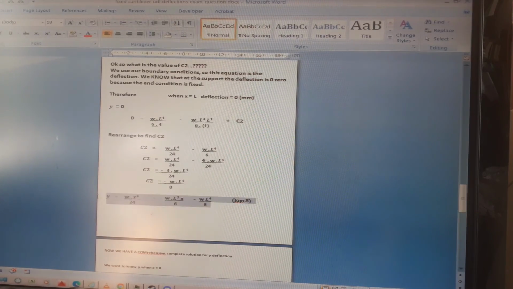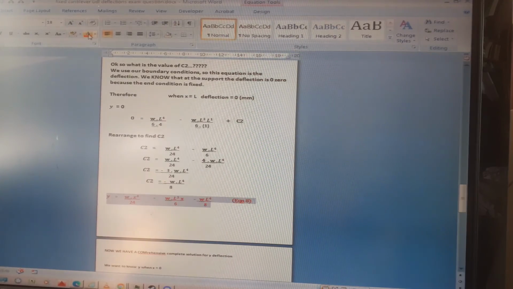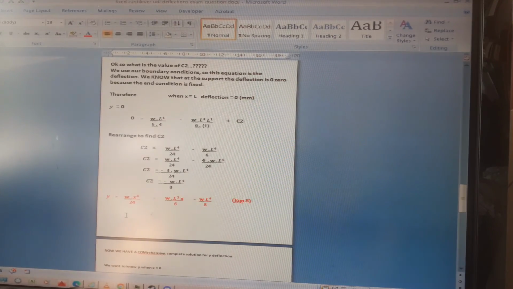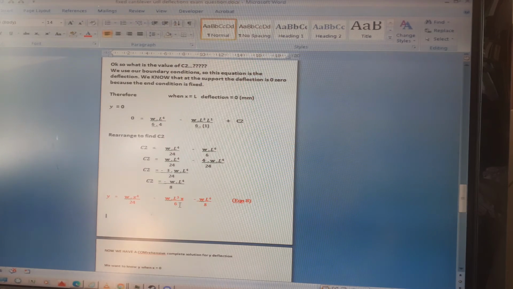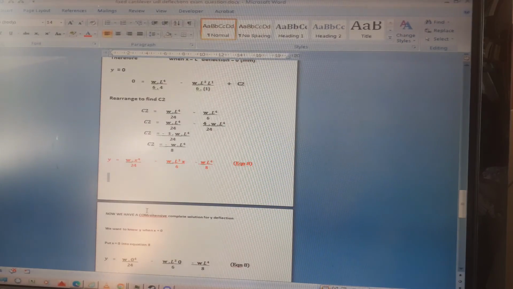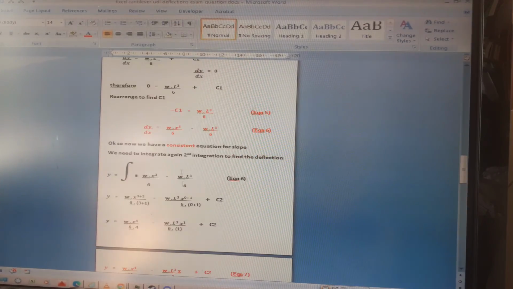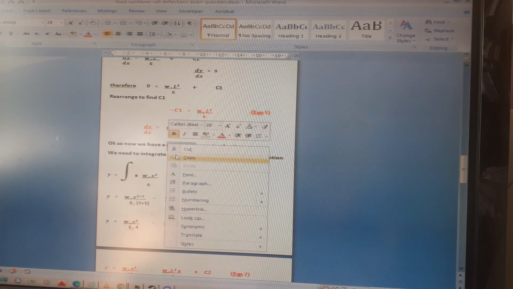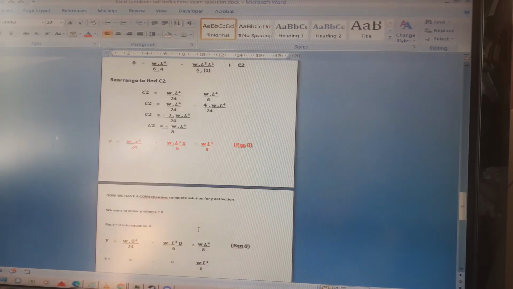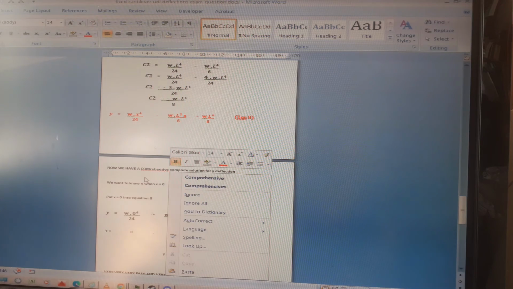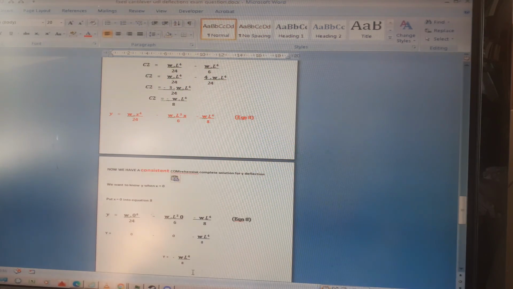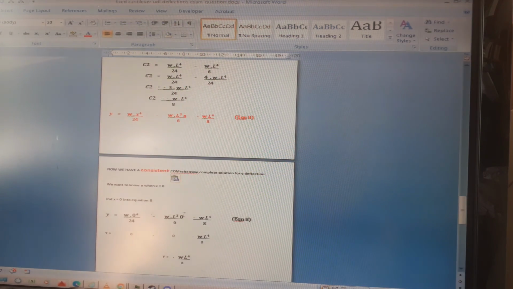So the final equation for the deflection, at any point on the beam, y equals wx to the power of 4 divided by 24 minus wL to the power of 3 x divided by 6 minus wL to the power of 4 divided by 8. That's it, that's the final equation. Now we have a consistent, comprehensive and complete solution for y.